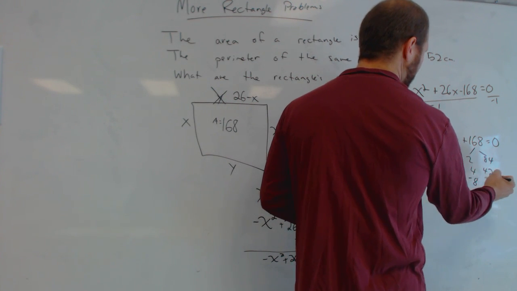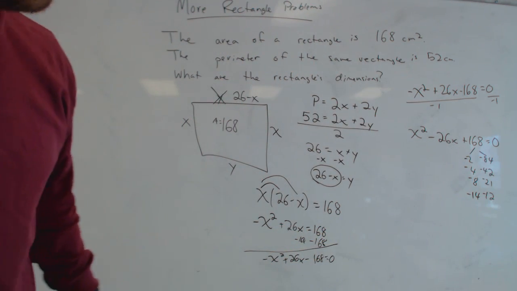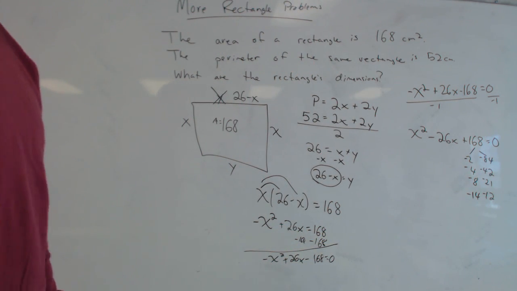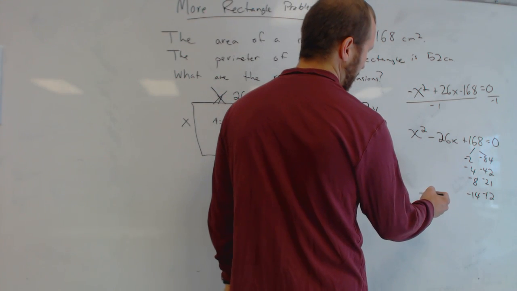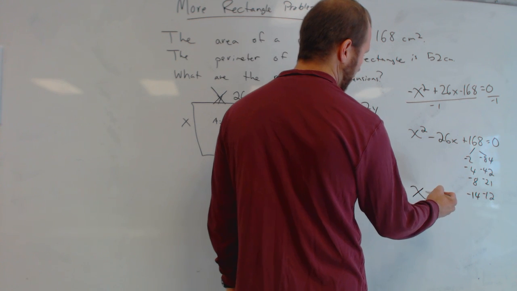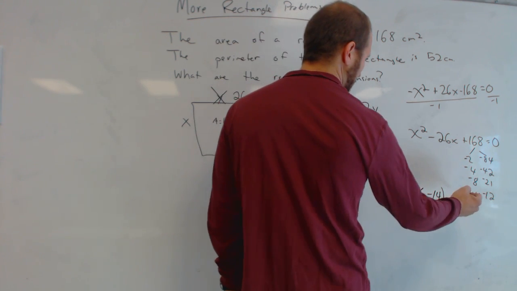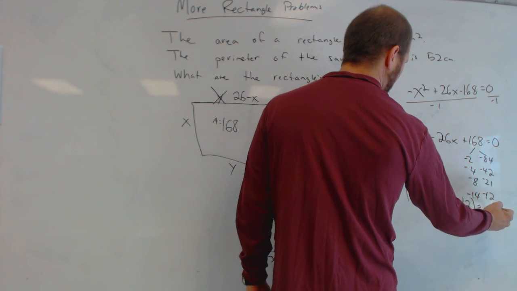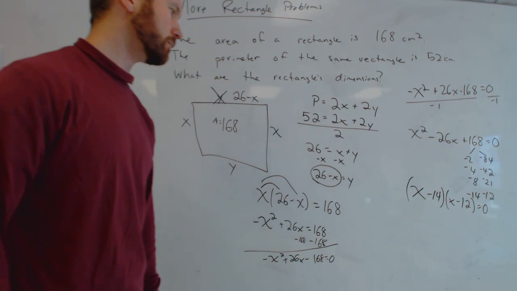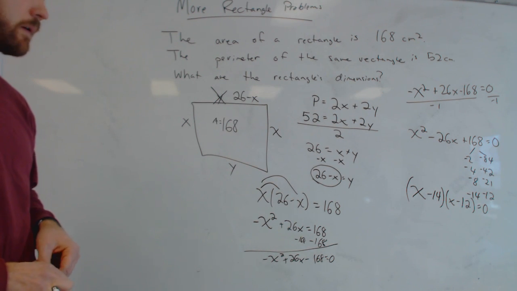And remember, all of these are technically negative, right? So negative 14 and negative 12. So I have x minus 14, x minus 12 equals 0. Because the 26 is the two terms added together.